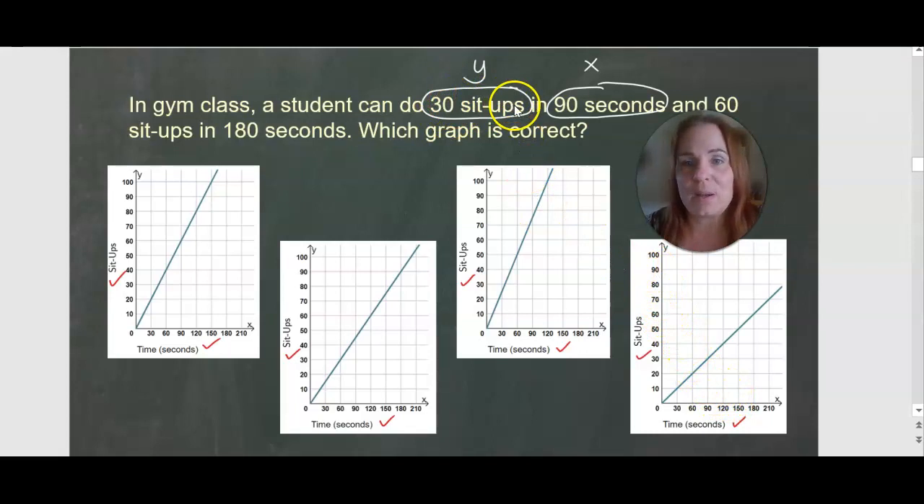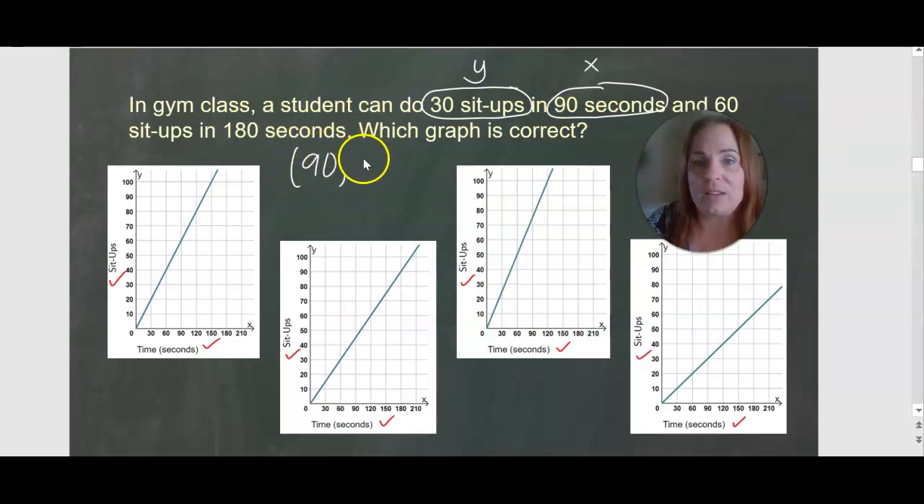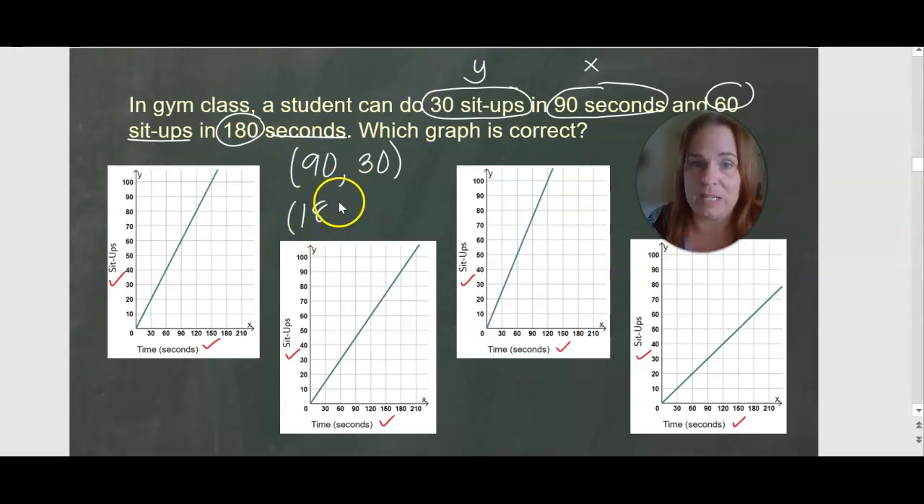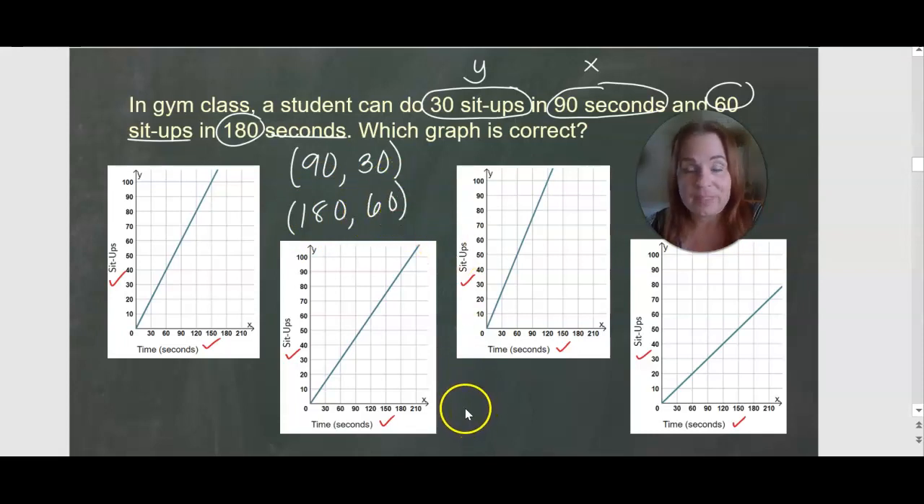So 30 sit-ups in 90 seconds means that I should see a point on here where the x value is 90 and the y value is 30. The other point I should see on here is 60 sit-ups in 180 seconds. So remember, seconds is my x value, so that would be 180. And sit-ups is my y value, so that would be 60. So I'm looking for the graph that correctly shows both of these points.